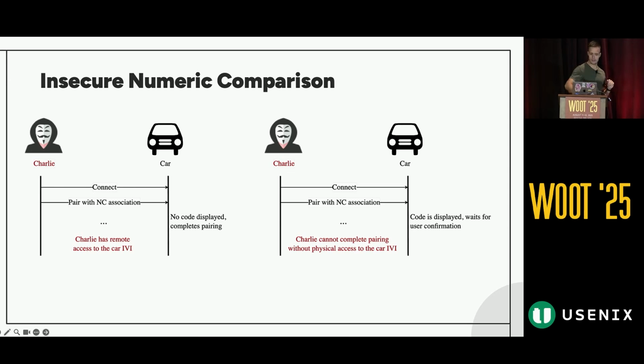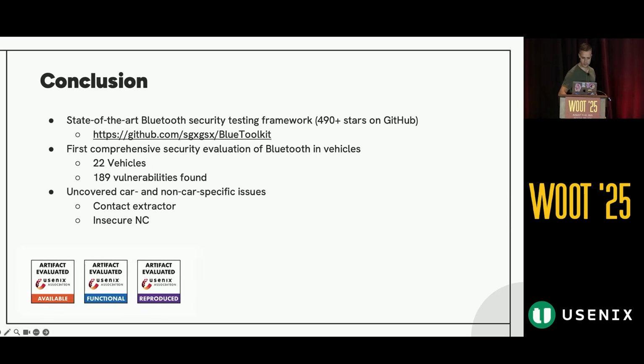And so this is it for the presentation. To wrap it up, we developed the first state-of-the-art Bluetooth security testing framework. We have over 590 stars on GitHub at the moment, and we're still adding stuff like BLE support, new exploits. And we also performed the first comprehensive security evaluation for Bluetooth in vehicles, covering 22 vehicles, almost 200 vulnerabilities uncovered.